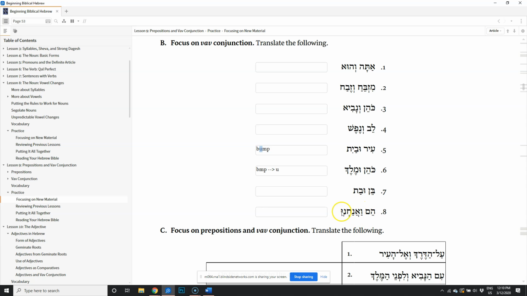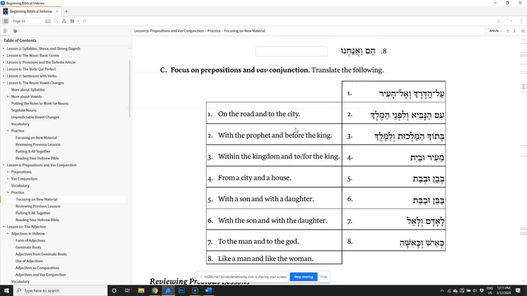And then here we get another feature of the Vav conjunction. We covered in the chapter that when the Vav conjunction goes before a letter that has a Hatef vowel, whether it's Hatef Patach, Hatef Segol, or Hatef Qamets, the Vav is going to take the corresponding short vowel. So here for Hatef Patach, the Vav takes a Patach. If this were Hatef Segol, the Vav would take a Segol, and if this were Hatef Qamets, the Vav would take a Qamets Hatuf.